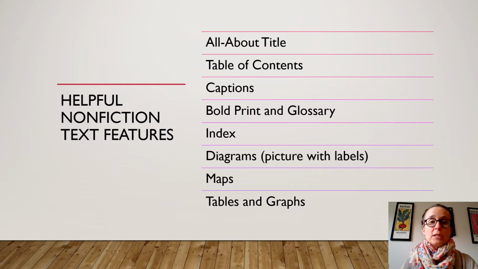Some of the nonfiction text features that we have learned are all about title. Most nonfiction books have a title that tells you what the whole book is going to be about. We've learned about table of contents, captions, bold print and glossary, index, diagrams, which remember are pictures with labels, maps, and tables and graphs. Some of these text features will help me today. Others I may not use.